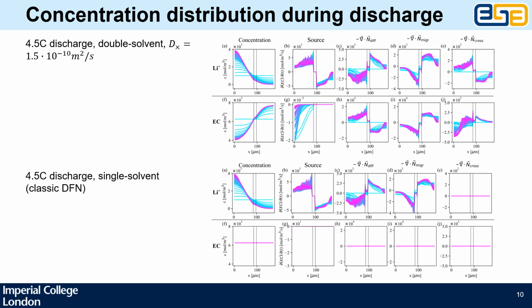So first thing, we look at the concentration distribution during discharge. On the top is the double solvent model, and on the bottom is the single solvent, i.e. the classical de-solvates model. And obviously, we can capture the EC concentration profile, which is opposite to that of lithium-ion profile. And we can also see the different contributions that make the concentration profile looks like this, such as the source term, the self-diffusion term, the cross diffusion term, and the migration term of the two species.